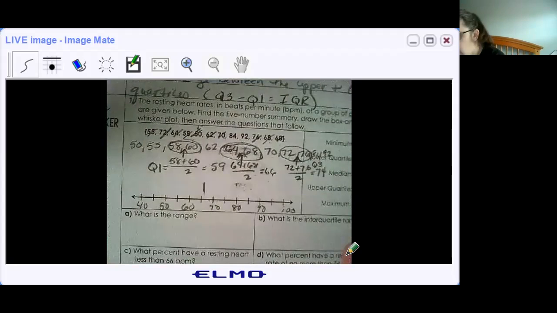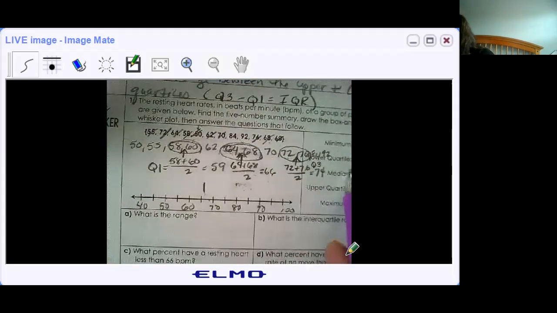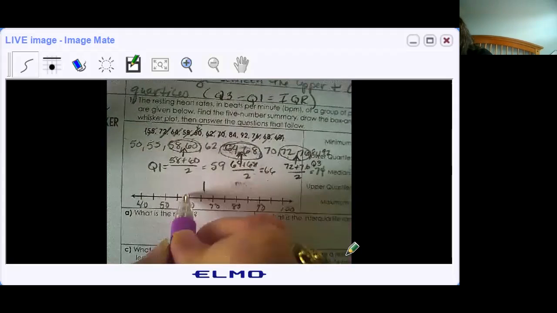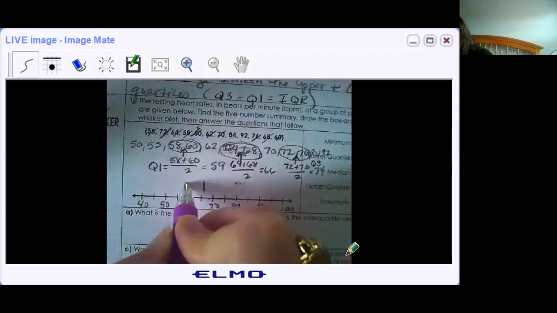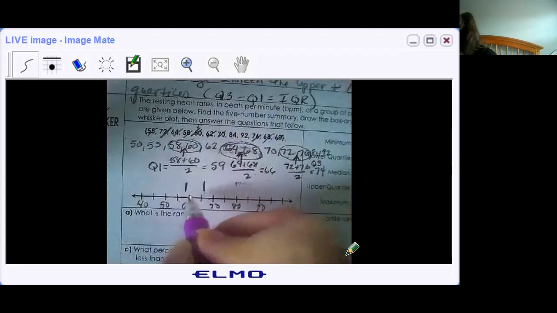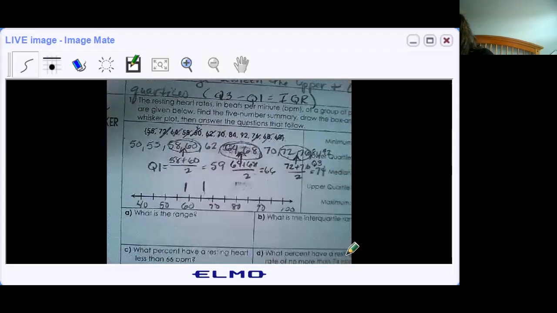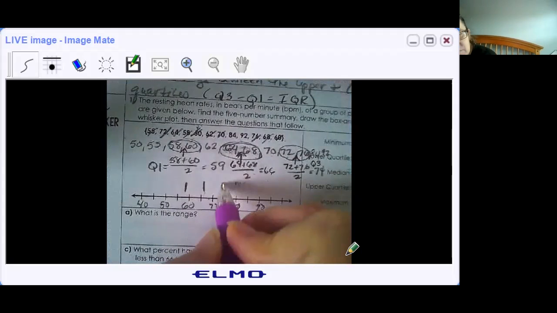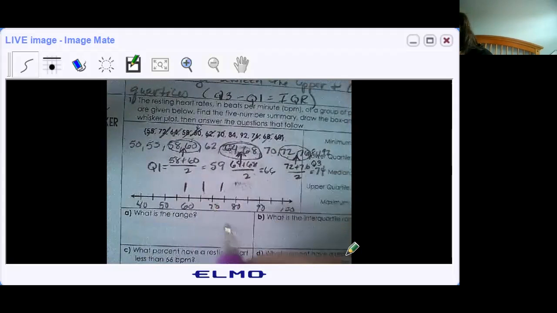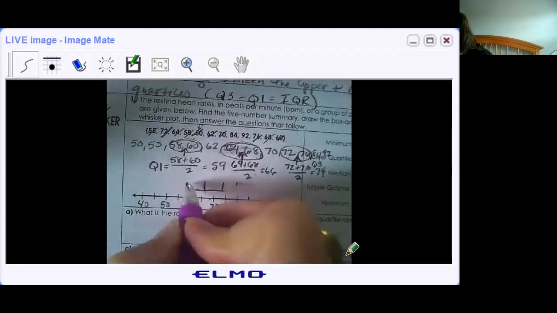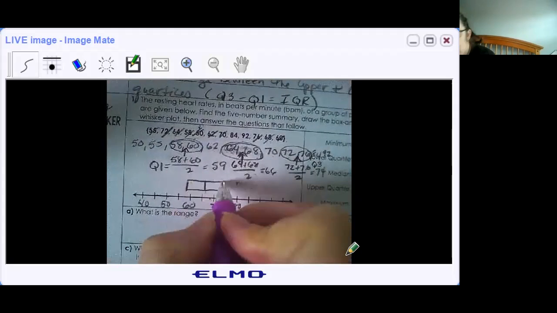Now, my lower quartile was at 59. So I'll put another line there. And then my upper quartile was at 74. So I'll put another line there. Now, once I have those 3 lines, those are the 3 pieces that make my box.